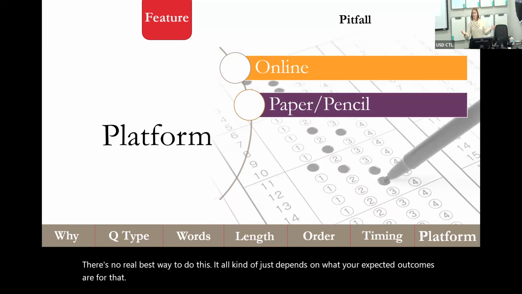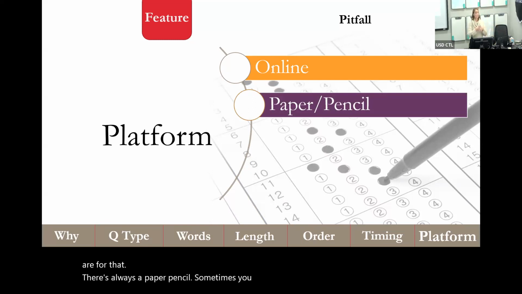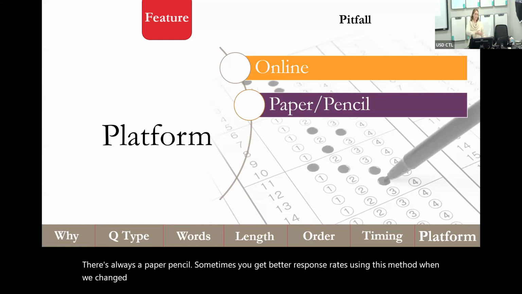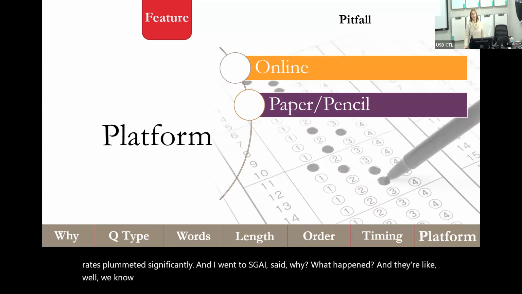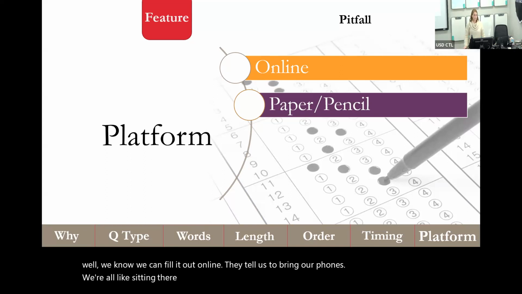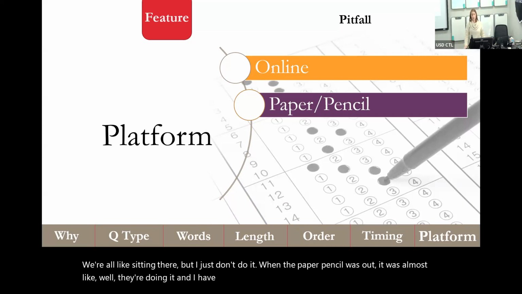There's always paper pencil. Sometimes you get better response rates using this method. When we changed from the paper pencil IDEA forms in 2016 to the online version, our response rates plummeted significantly. And I went to SGA, I said, why? What happened? And they're like, well, we know we can fill it out online. They tell us to bring our phones. We're all sitting there, but I just don't do it. When the paper pencil was out, it was almost like, well, they're doing it and I have nothing else to do, so I'm going to do it too. And I was just shocked.